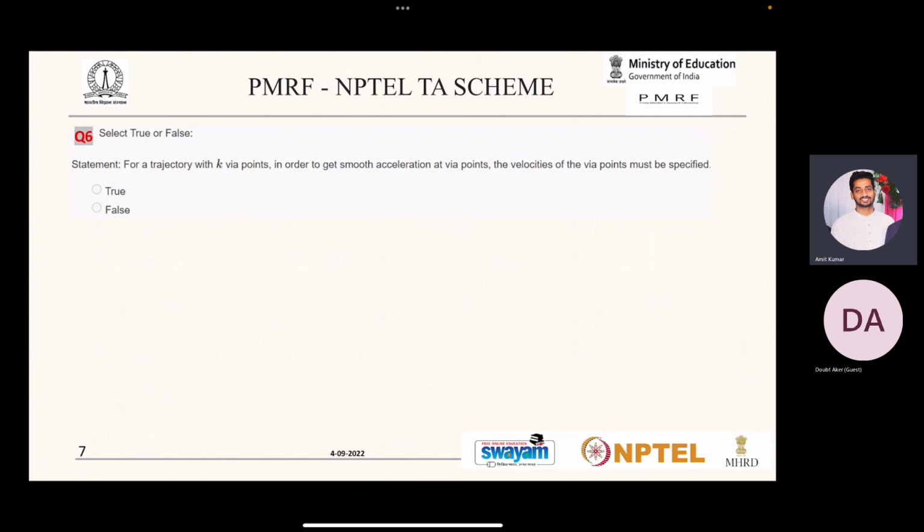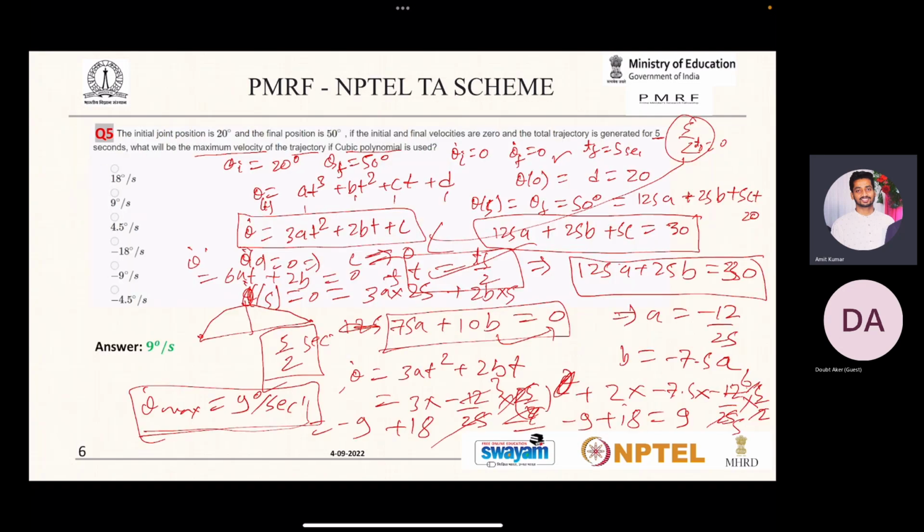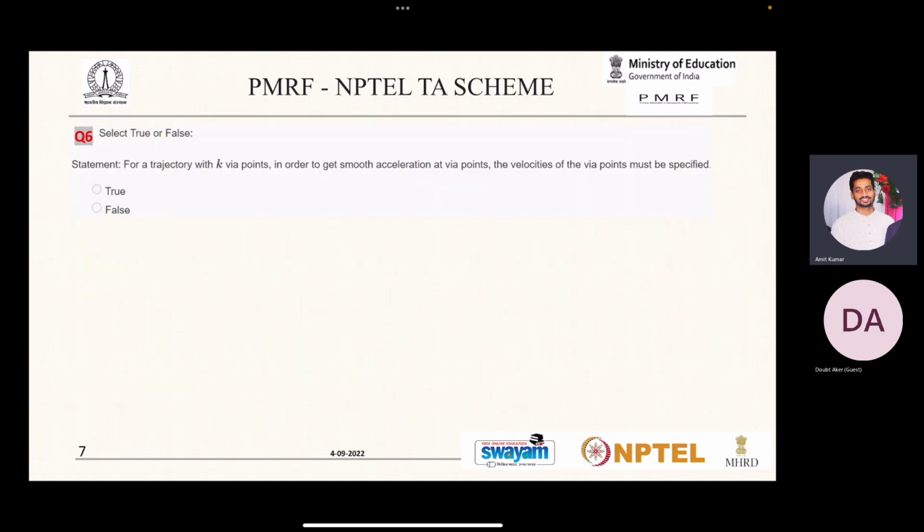For a trajectory with k via points, in order to get smooth acceleration at via points, the velocity of the via points must be specified. That is what is given. So you have gone through that. Suppose this is A and B, and there are some via points in between. If we have via points, what we generally do is plan from one via point to the next, with a continuous trajectory from here to here, and then again from here to here, something like that.